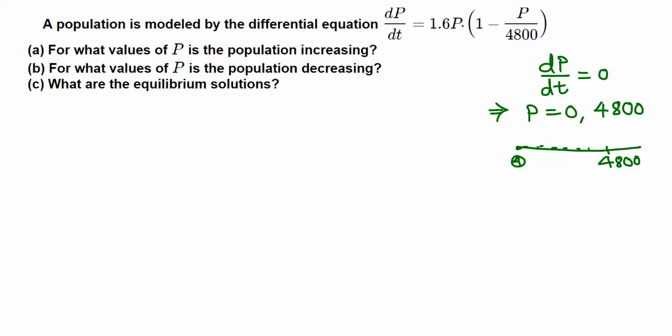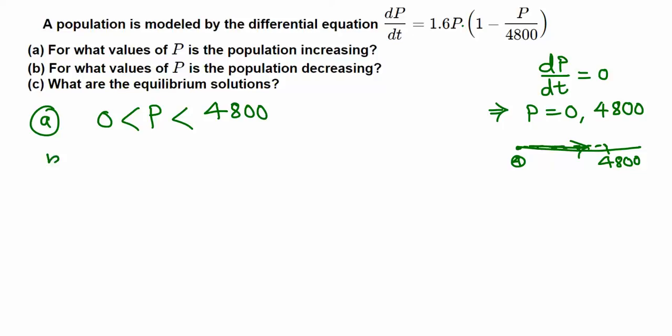So any population in between here, this population is increasing. So for A, p should be bigger than 0 and less than 4800. For these p values, dp over dt is positive, the rate of change of population is positive, that means the population is increasing.